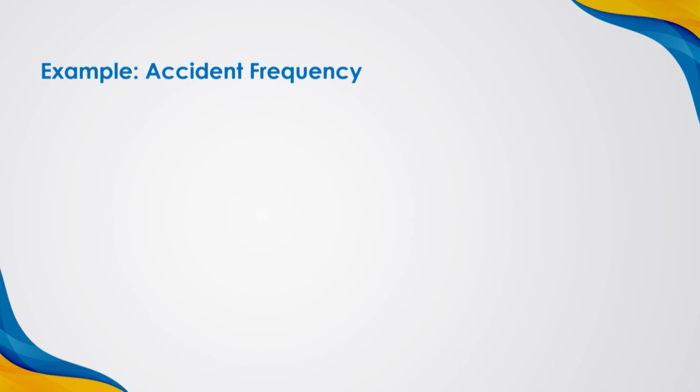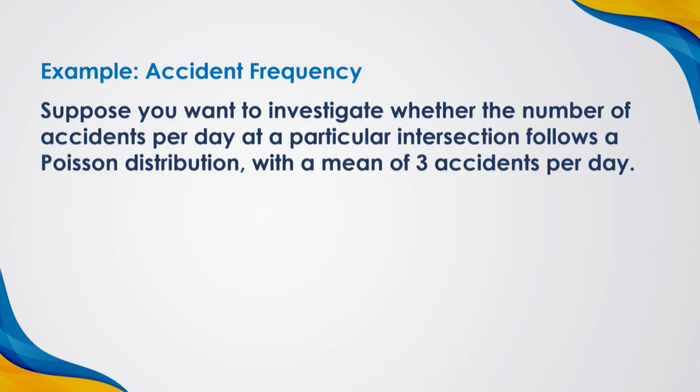Now we can go for some examples here. Accident frequency. We usually know that the number of accidents in a day has been increasing. Now we can see it with an example here. Suppose you want to investigate whether the number of accidents per day at a particular intersection follows a Poisson distribution with a mean of 3 accidents per day.